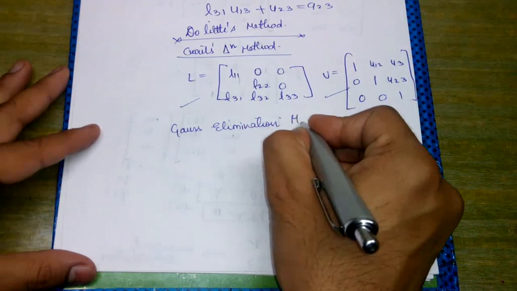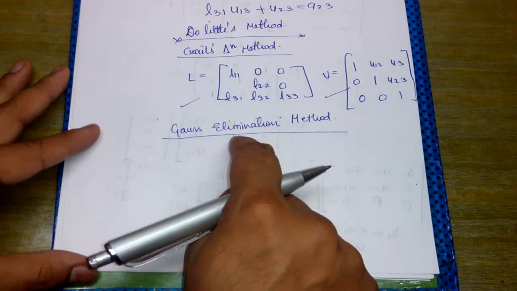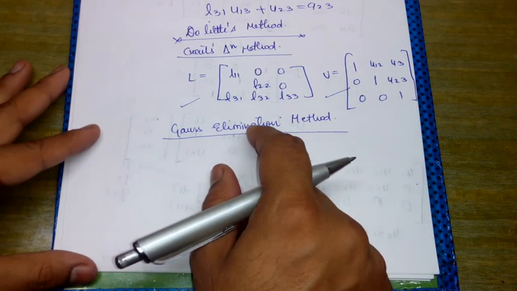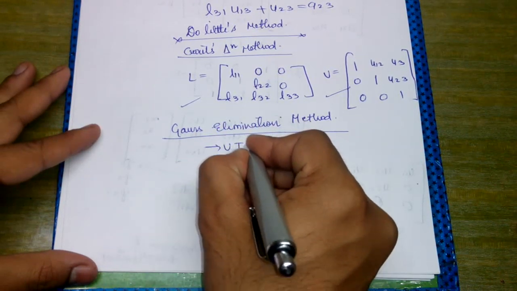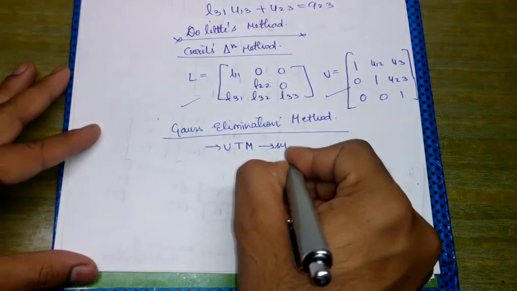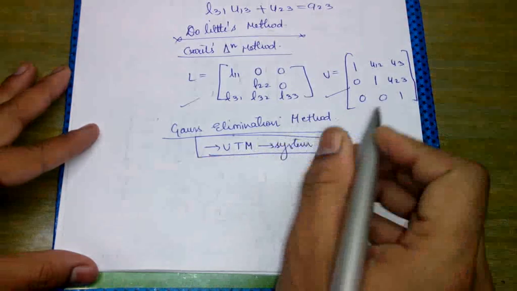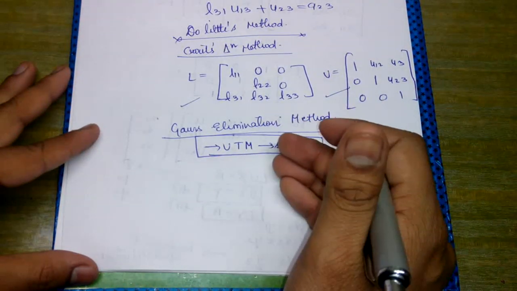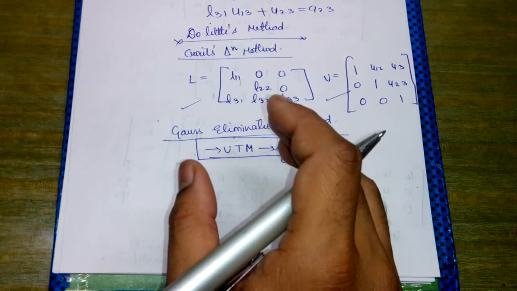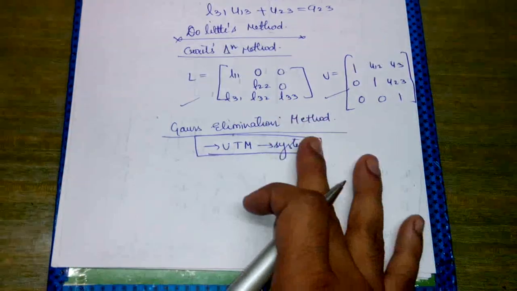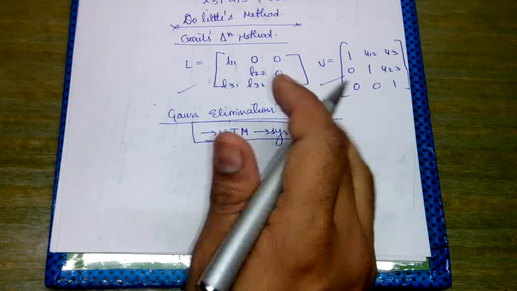method. As the name suggests, the Gauss elimination method simply refers to the elimination of one or the other elements and reducing the system of equations to the upper triangular matrix system. So what we are doing is simply eliminating the elements and reducing the equations to the upper triangular matrix form. Now I will solve a question based on this Gauss elimination, and from there we will also learn this system.